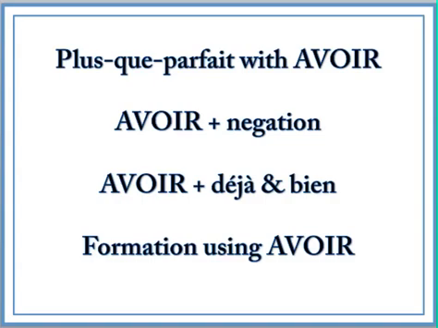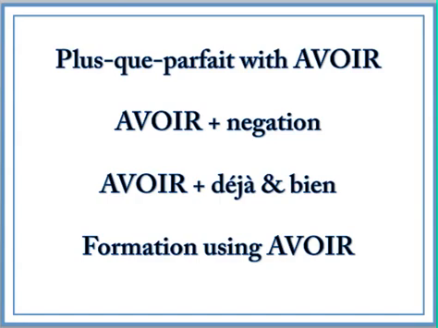Allez, so here's what we're going to talk about in this lesson. I'm going to show you how the plus-que-parfait is used with the verb avoir as helping verb, how to use it with negation so that you get all the placement right. And then I'm going to show you how to use it with the helping verb avoir and a couple of short, very common adverbs that are really used a lot with the plus-que-parfait, and that is déjà and bien. And then once you have understood when you're supposed to use this tense, I'll show you how to form it.